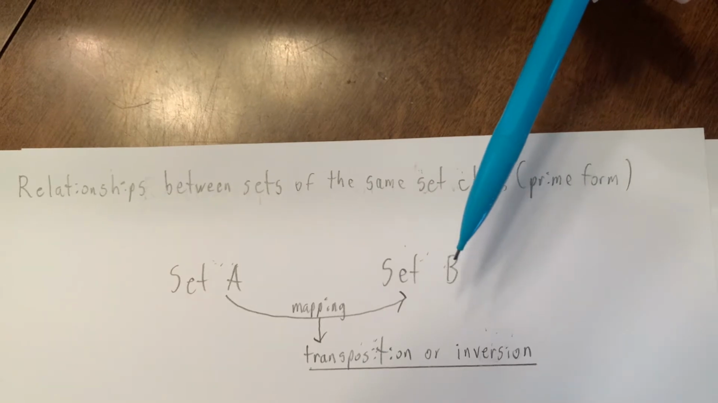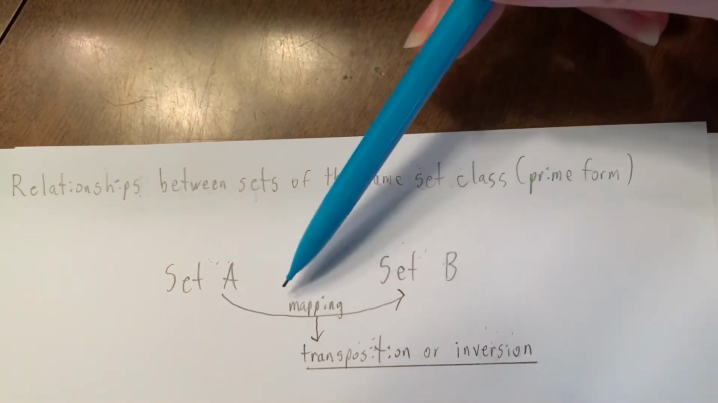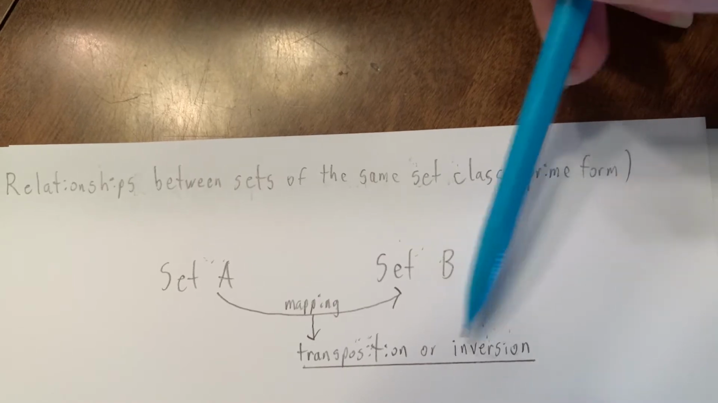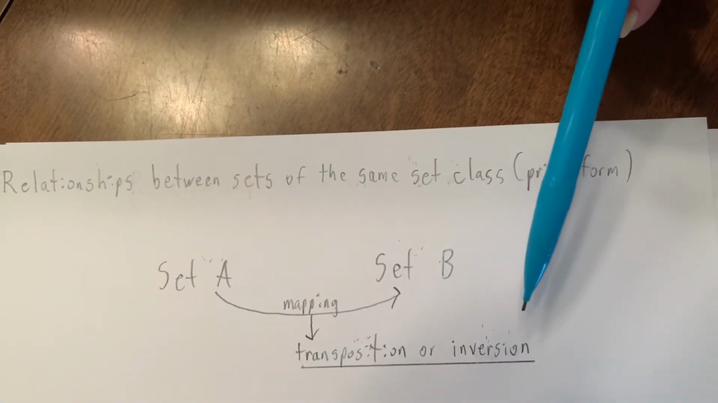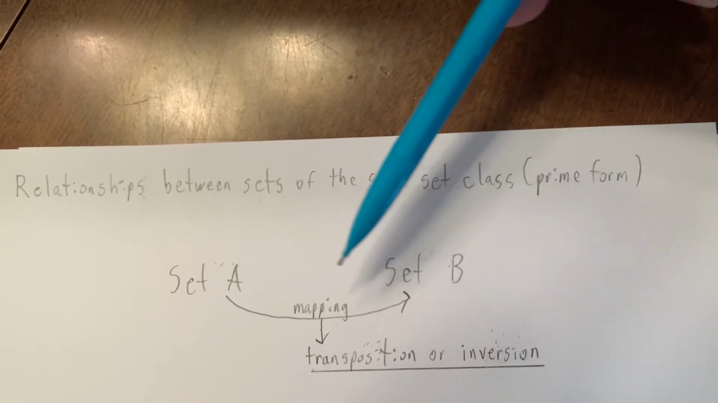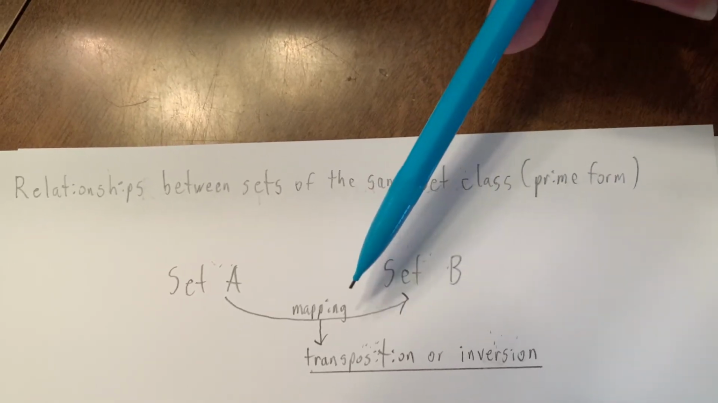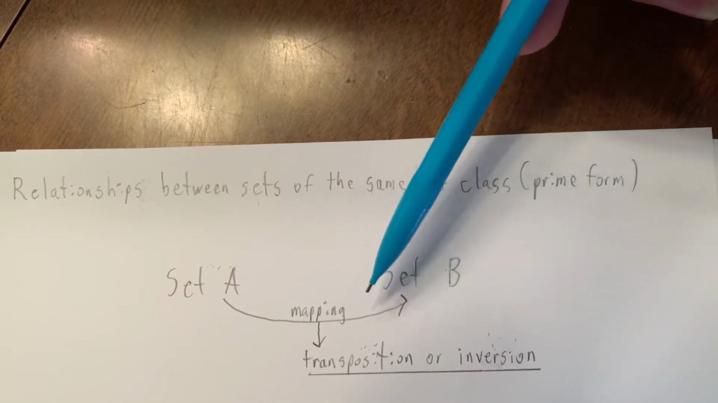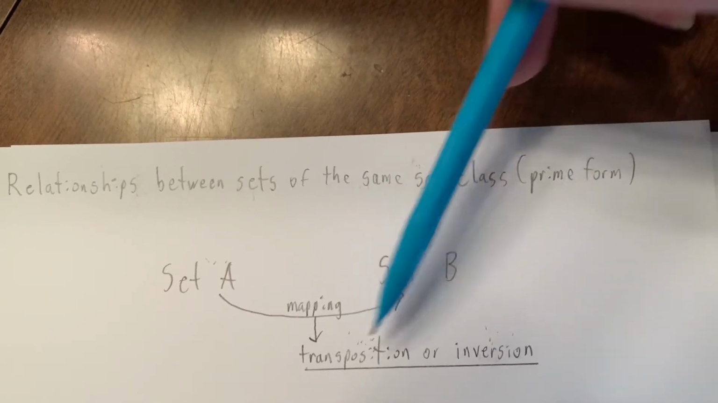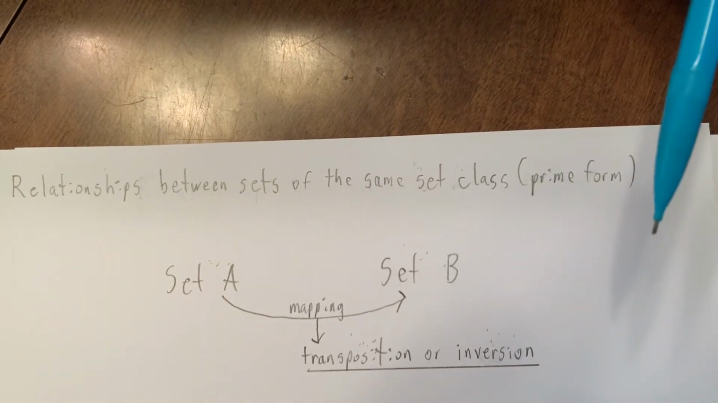Now, at the end of this lecture, we're also going to find out that occasionally it will be both transposition and inversion. That's going to happen when the set class is symmetrical. So I'm going to hold off on that till the ending of these lectures for this week. All the ones I'm going to present in the first bit are all going to be non-symmetrical sets, so it will be either transposition or inversion.